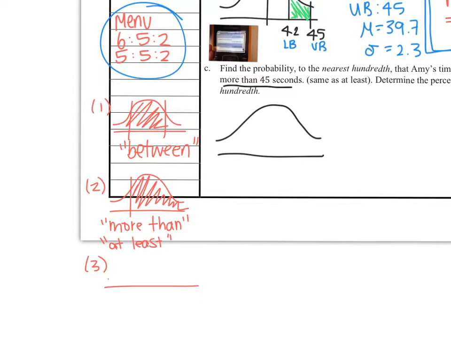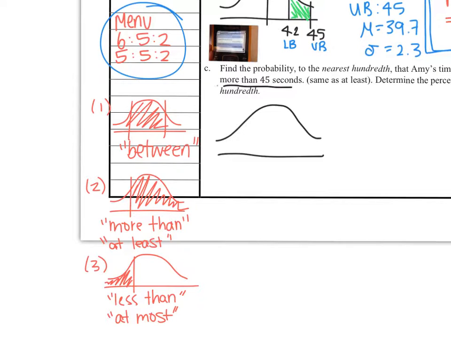And then the last option we would have is if we had to be less than whatever that value is. So less than, we obviously shade to the left. And another way you could see this is at most. We are at most 45 seconds, or again, whatever the number happens to be.